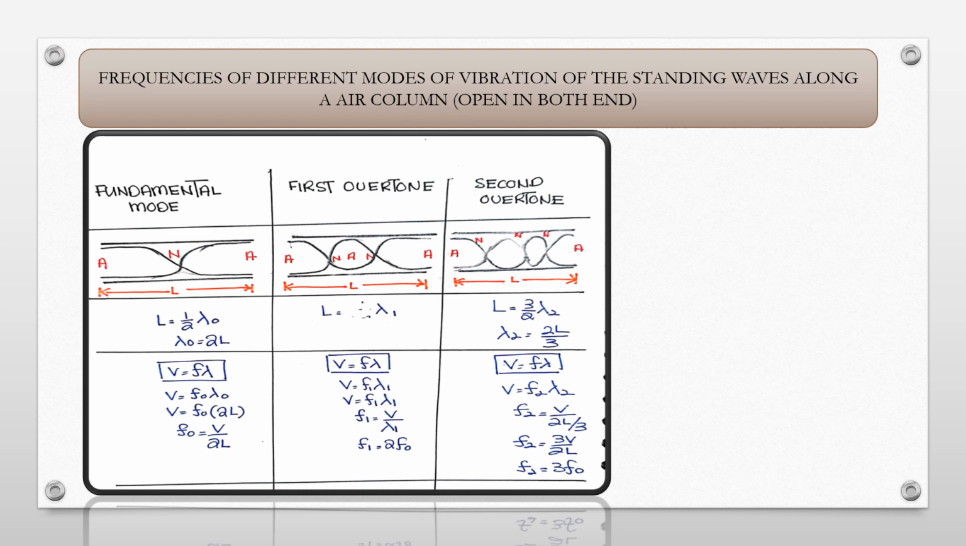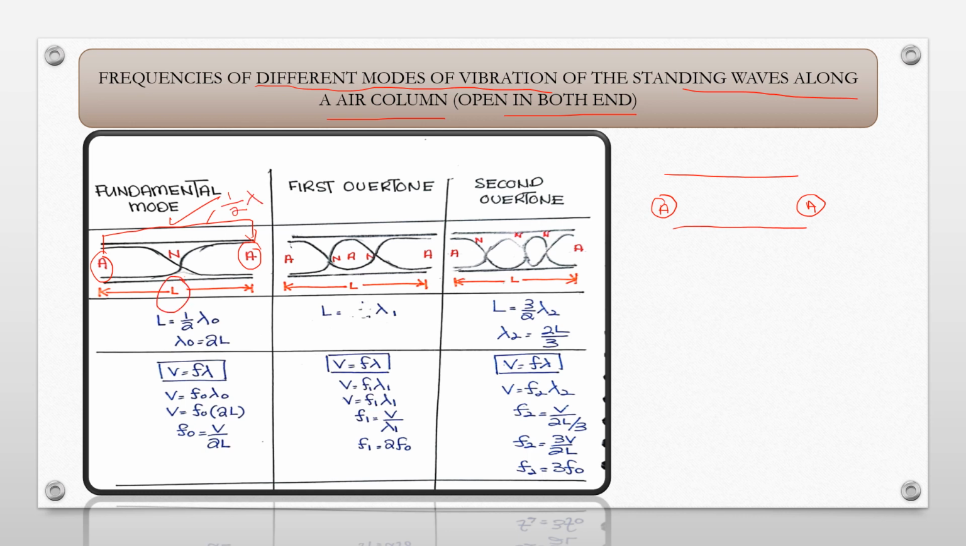Now let's look at the next one, frequency of different modes of vibration of the standing wave along an air column open in both ends. That means open in both ends. Definitely if it's open in both ends, this place here must be an anti-node, and this place here must be an anti-node. Something you have to know. The fundamental mode, that means the basic mode. Here is an anti-node, here is an anti-node. So from one anti-node to another anti-node, it must be half lambda.